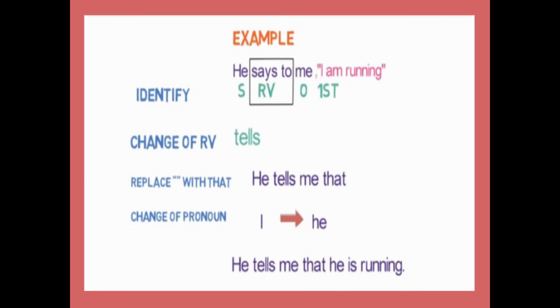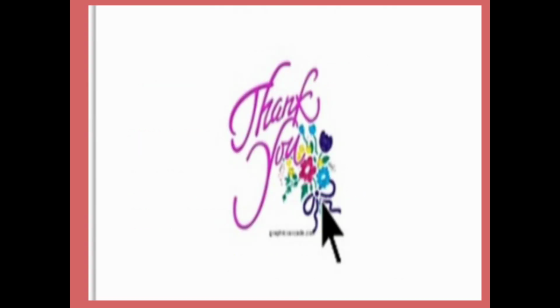One more example. He says to me, I am running. So the identification is: he is the subject, me is the object, says to is the reporting verb, and the first person pronoun is I. So says to will be changed into tells. Replace the comma with that. The sentence will be: he tells me that. I will be changed into he. He tells me that he is running.